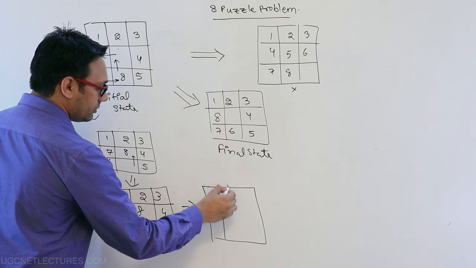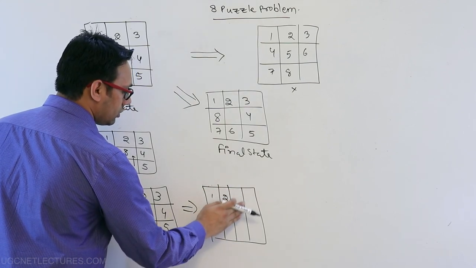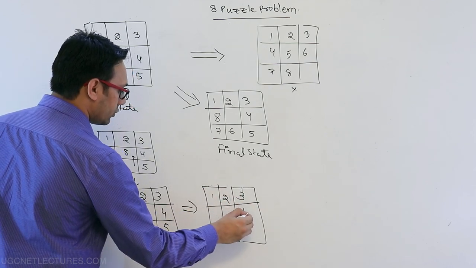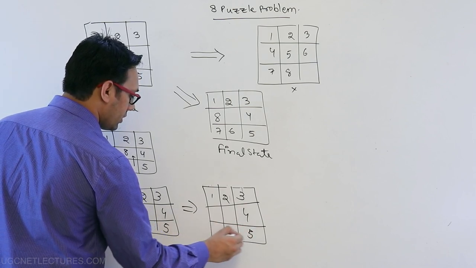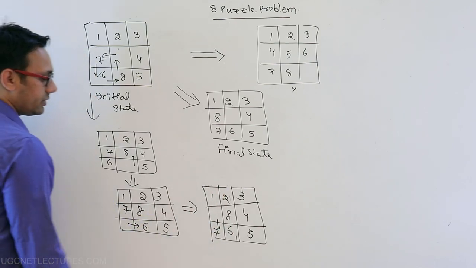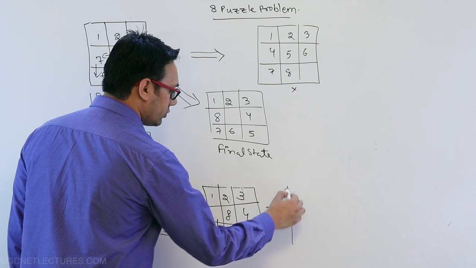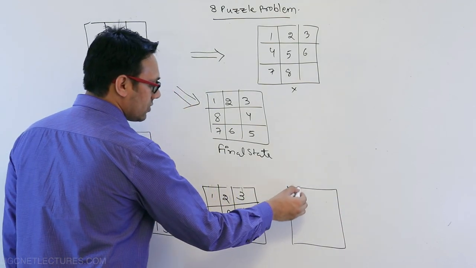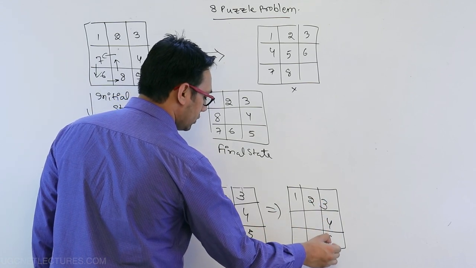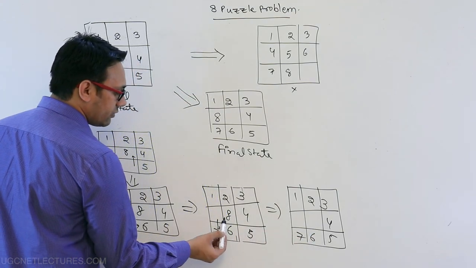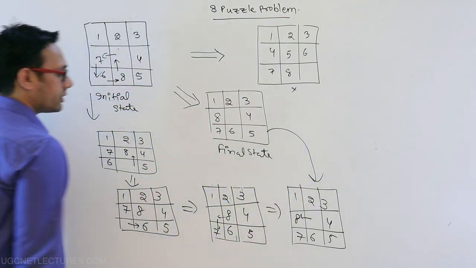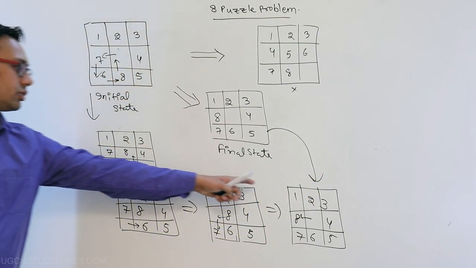Now from here to here, you can move something like this. This should be like this: 1, 2, 3, 4, 5, 6, and then you can move 7 here, 8 is there, and in the next step you can move 8 to the desired location. So 1, 2, 3, 4, 5, 6, 7, and from here to here you can move 8 here. Now you can see you reached a final state. From the initial state you reached a final state.